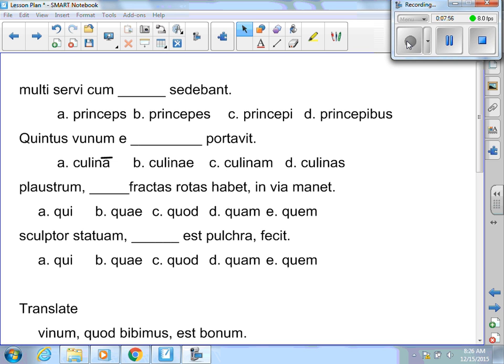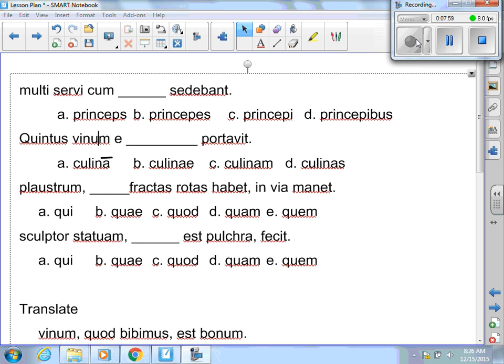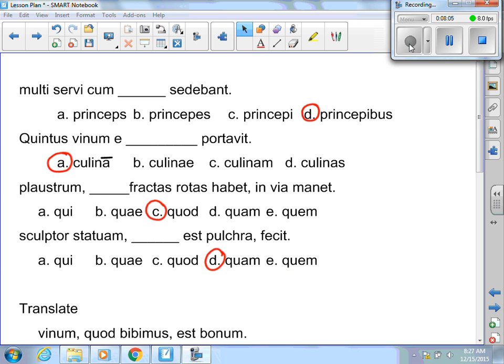Let me change Vinum to Venum for you. For these first 4, here are your answers. You have D, A, C, and D. Reasons why. Cum takes the ablative. Princeps is nominative. Principes is also nominative. Principi is dative. So the only ablative form here is D, Principibus.